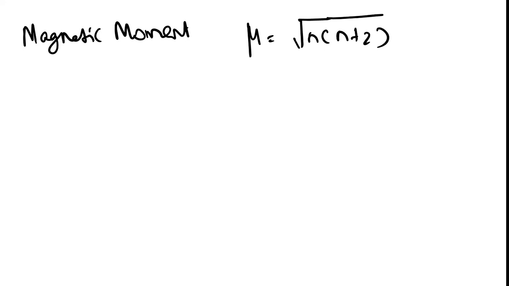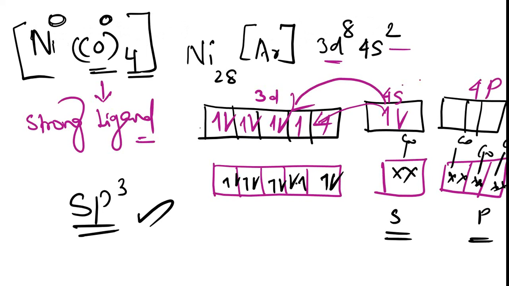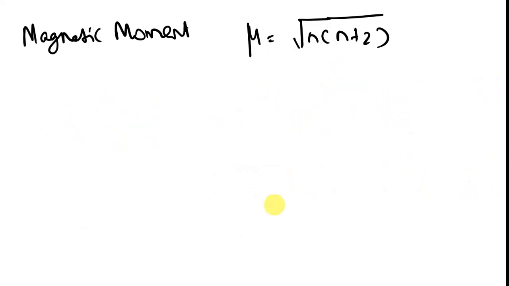Now let us go for magnetic moment. Mu is equal to root of n into n plus 2, where n is the number of unpaired electrons. Check out the configuration. Are there any unpaired electrons here? No. So n is equal to 0 here, so mu is equal to 0.